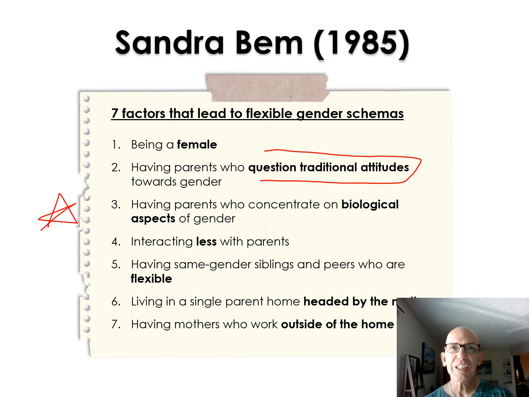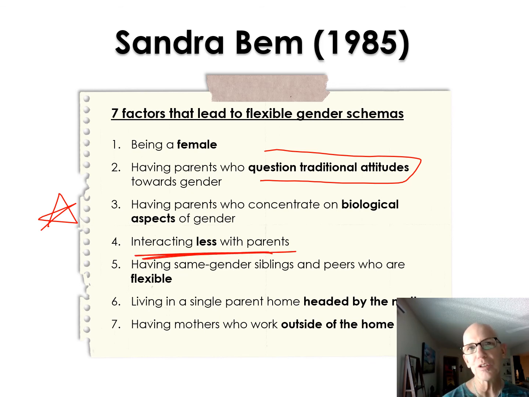Number 4 is interacting less with parents. That's kind of weird. But see, you don't model. If you don't model your fathers or your mothers, that's that Freudian identification kind of stage. You just go, okay, I'll just do whatever. Number 5 is having gender-flexible siblings and peers, friends who are flexible. Okay, who you hang out with. If you don't hang out with racists, you won't be a racist probably.